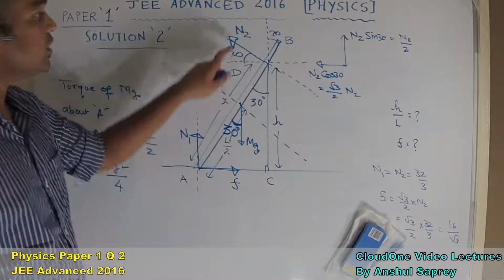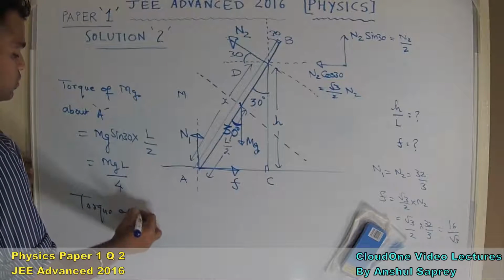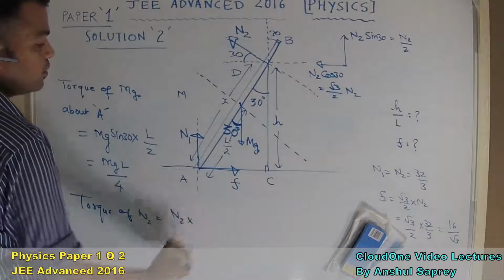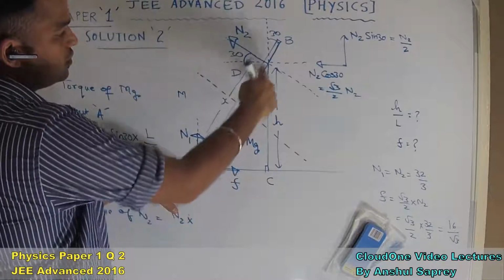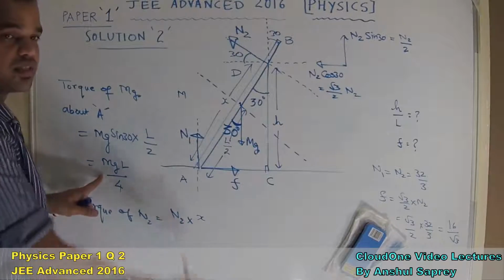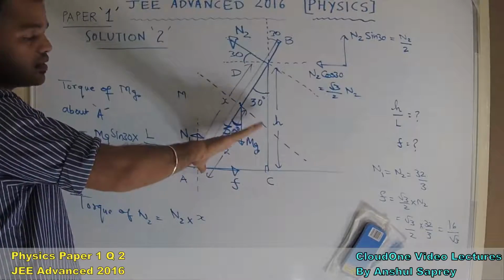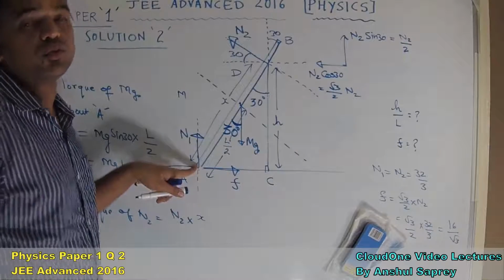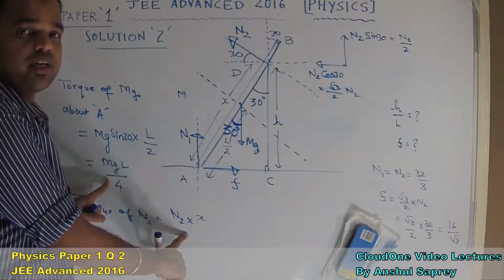And the torque of this normal N2, torque of N2 is N2 into perpendicular distance from the point. So what is the perpendicular distance? That is x. So I will write x here. Now both of these must be equal and opposite. As you can see, the torque of weight is clockwise and the torque of N2 must be anti-clockwise. So both must be equal and opposite. So I will have to equate these two.